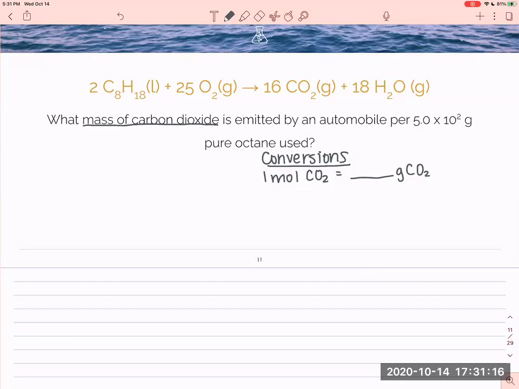Okay, so let's keep reading. "Is emitted by an automobile per 500 grams pure octane." Stop. I told you before that this is octane. Now, on an exam or quiz, I will make sure that I'm pointing that out for you. But in this lecture, hopefully you remember that a few minutes ago we talked about octane and what that was. 8 for oct.